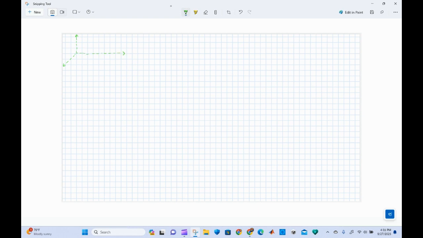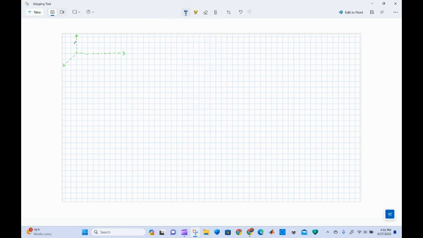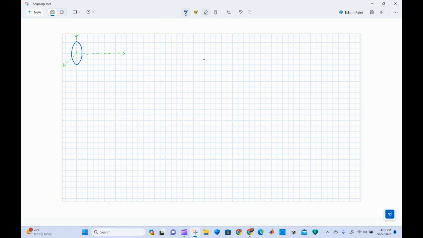Okay, so what color did I use again? Like this color probably. And then did I use that color? That's your question. I used black. Okay, so I did the wrong color, but it's fine. Doesn't matter.